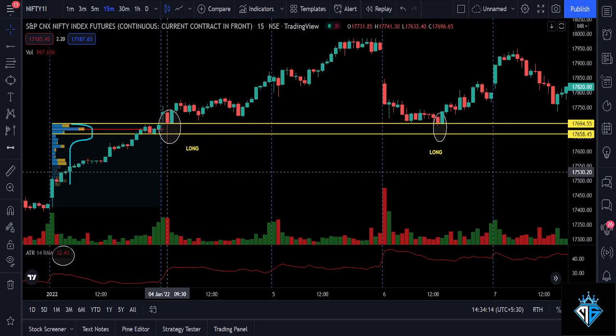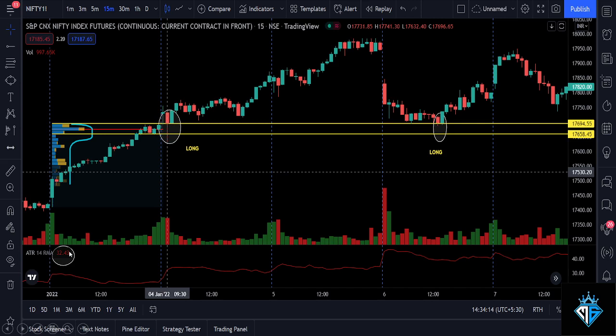So this is the same Nifty chart, the same P-type profile I already showed. After the P, the market opened gap up and retraced back to our POC level. The market rejected, a strong rejection happened here. After the rejection candle, we took the long trade here. At this point, the ATR value is 32.43.